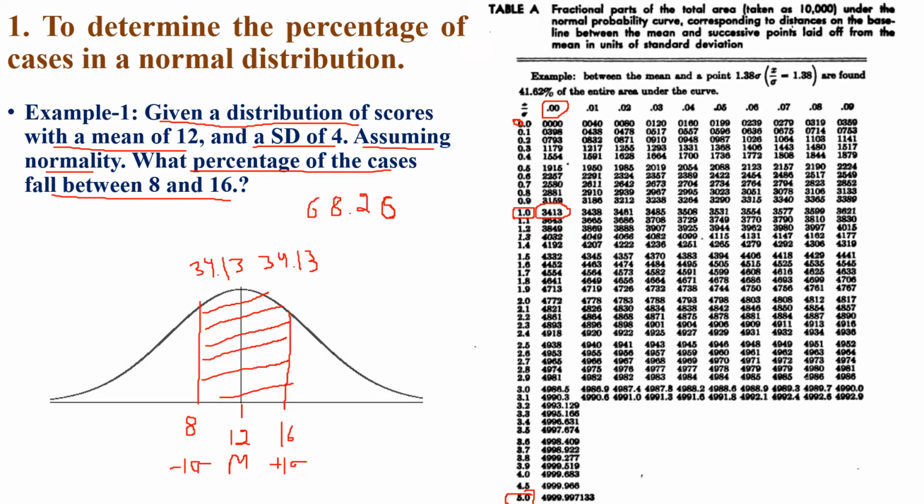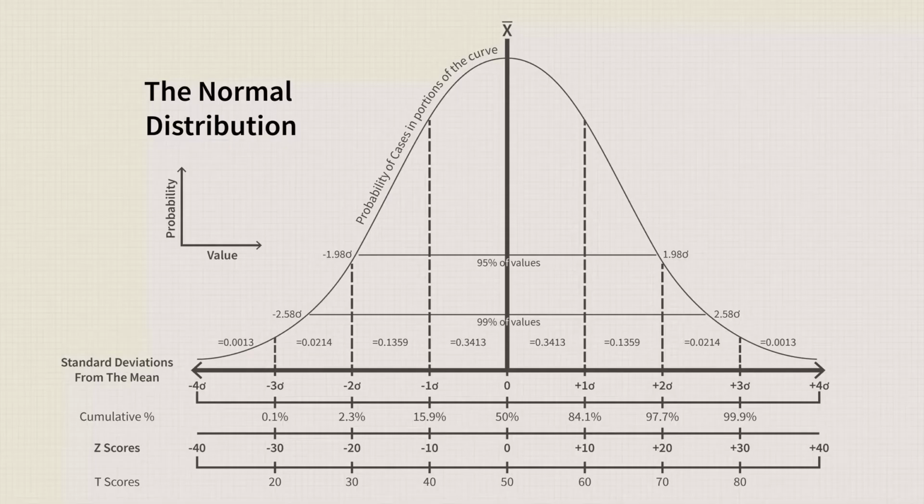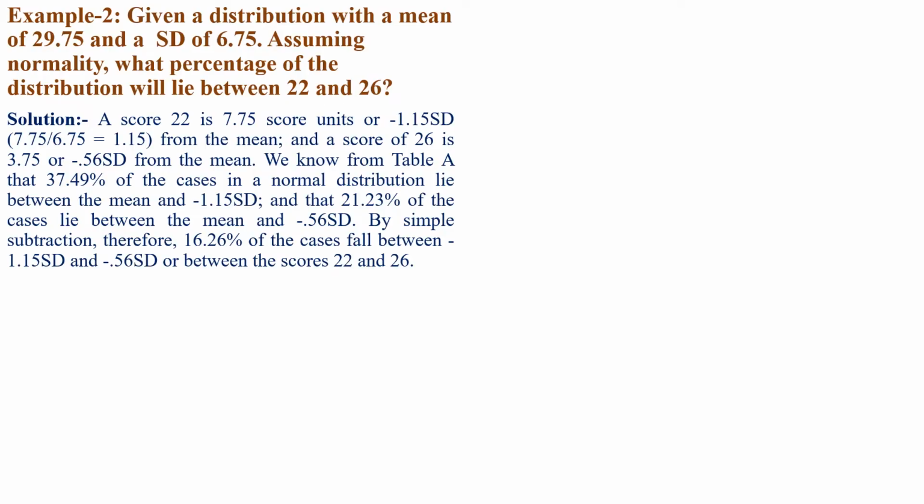Now we take another example. It's not true that we always have the same value, always the direct value 1 plus minus ht, but suppose we have a given distribution with a mean of 29.75 and a standard deviation of 6.75. Assuming normality, what percentage of the distribution will lie between 22 and 26?